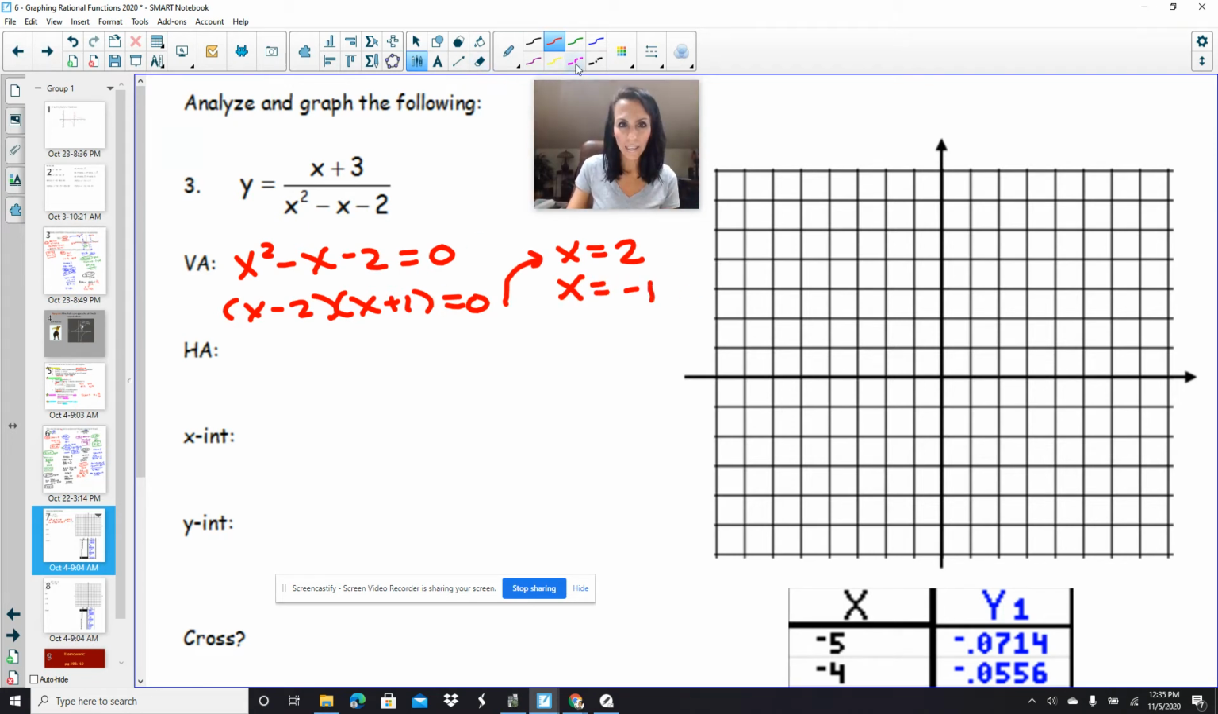Let's put those in. I'm going to put my vertical asymptote in at 2, right there. And I'm going to put the other one in at -1. So there they are. I like to label them. This is x equals -1, and this is x equals 2. Man, I feel like this lesson is long.